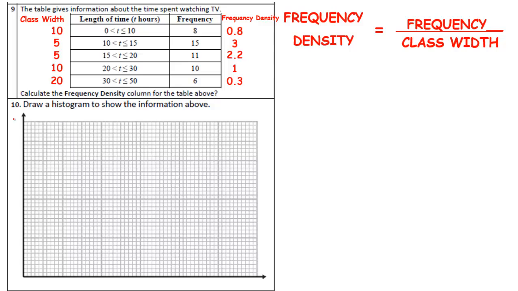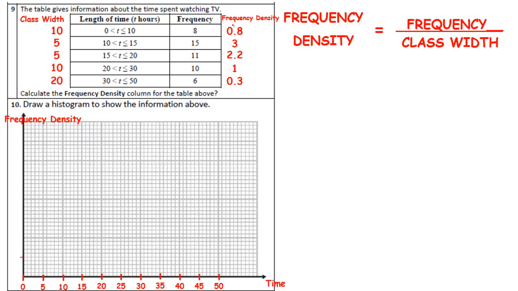Question 10. We're going to label up the axes. Frequency density always is the vertical axis. The thing we're dealing with is length of time. So I'm going to put time on my horizontal axis, and let's label them up. So my horizontal axis is going to go from 0 all the way up to 50, and if I go up in 5s, I can actually use a lot of that space to take me up to 50.